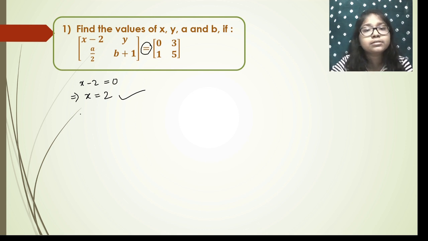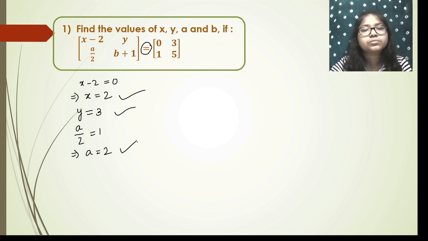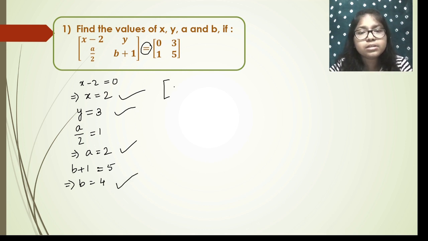Have found X. Y equals 3. It's direct. A by 2 equals 1. A is 2. And B plus 1 equals 5. B is 5 minus 1, that is 4. So what is the reason?